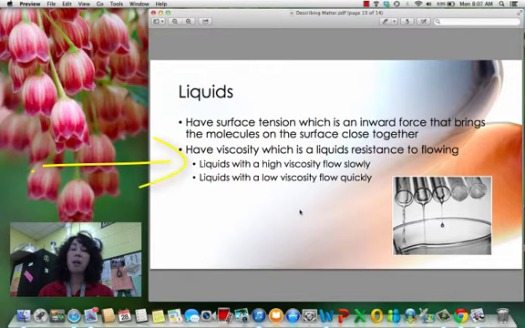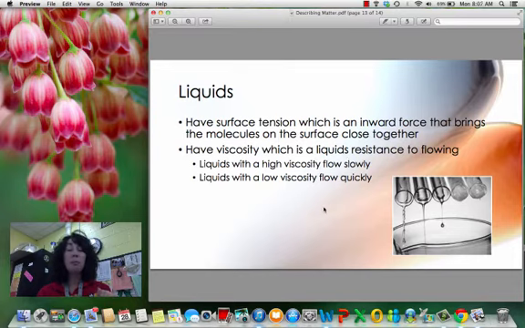Liquids also have something called viscosity, and that is the resistance to flowing. Things with a high viscosity, I apologize, things like maple syrup and motor oil will flow very slowly, while things with a low viscosity, something like water, flows very quickly.